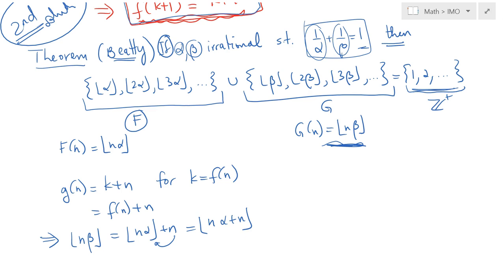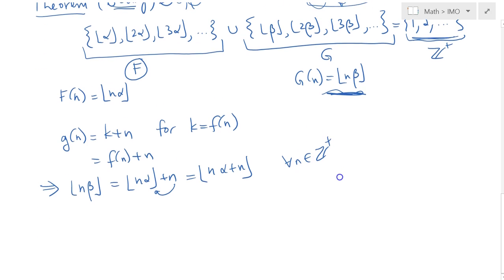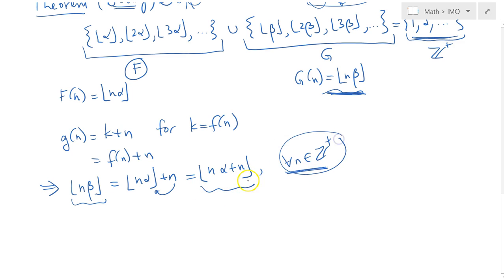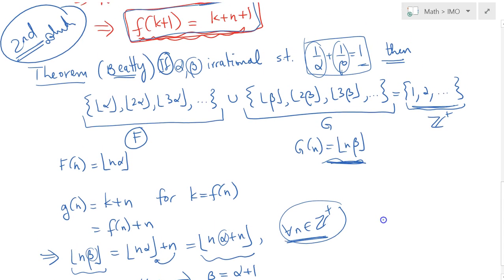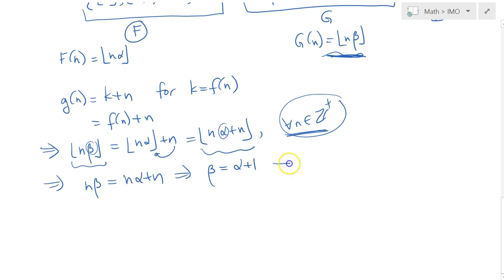And this will hold for all positive integers n. If such two floor functions are equal for all n, infinitely many of them, and knowing that beta and alpha are irrational, this would imply that in fact each of these has to be equal to each other. Now, cancelling the n's, we have beta is equal to alpha plus 1. Now plugging this into this condition, this would imply that 1 over alpha plus 1 over alpha plus 1 is equal to 1.